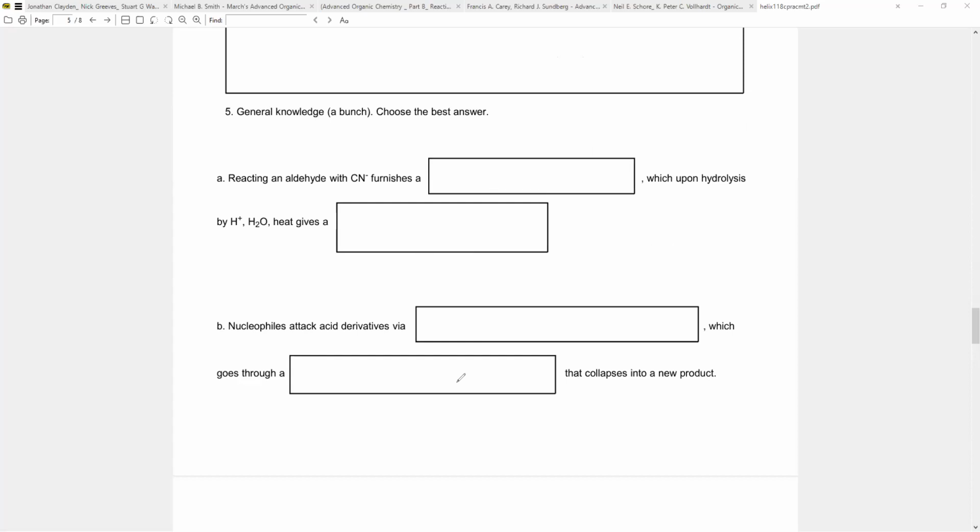Okay, cool. Nucleophiles attack acid derivatives via addition-elimination mechanism, which goes through a tetrahedral intermediate. Okay, cool. Remember what I said? I literally just looked at the vocab terms you need to know. I just made sentences that were true with them, which is what you guys should be doing.